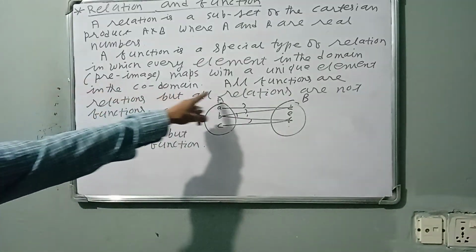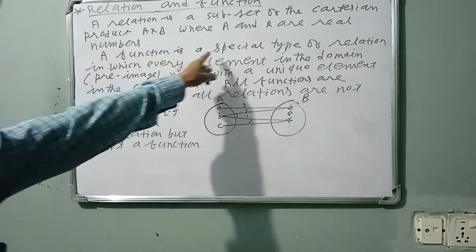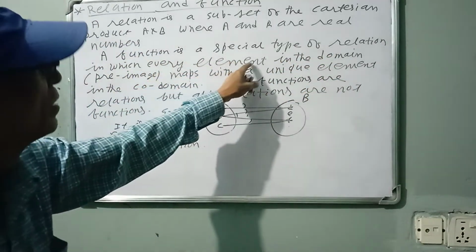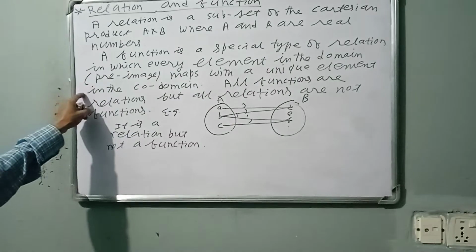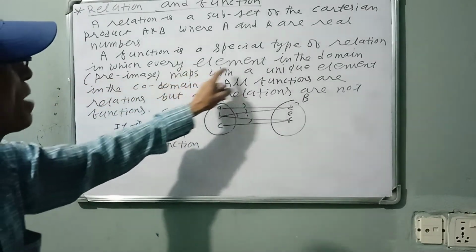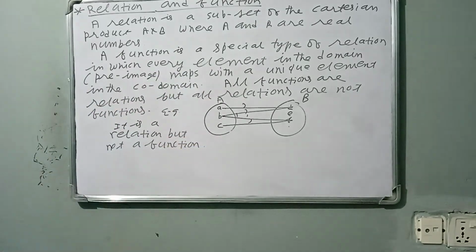So a function is a special type of relation in which every element in the domain or pre-image maps with a unique element in the codomain.